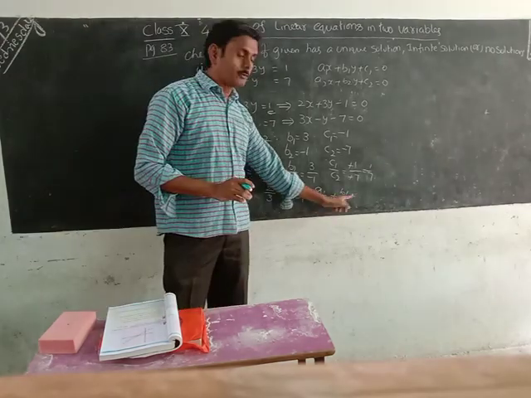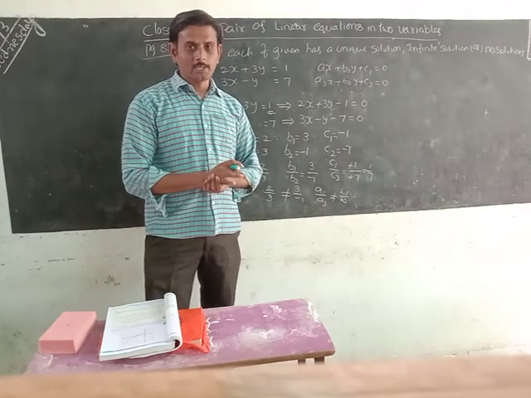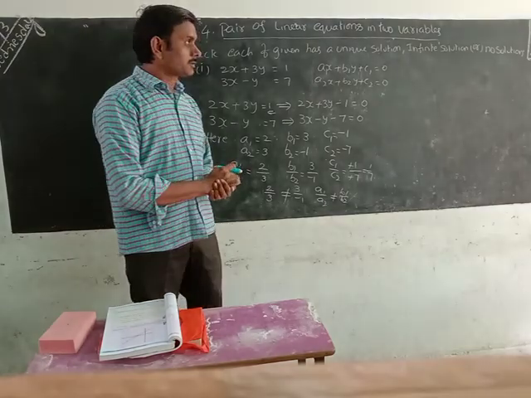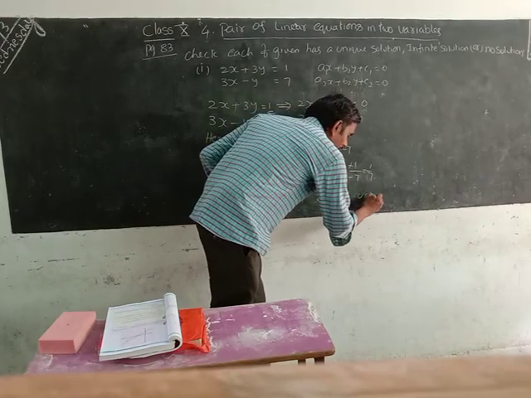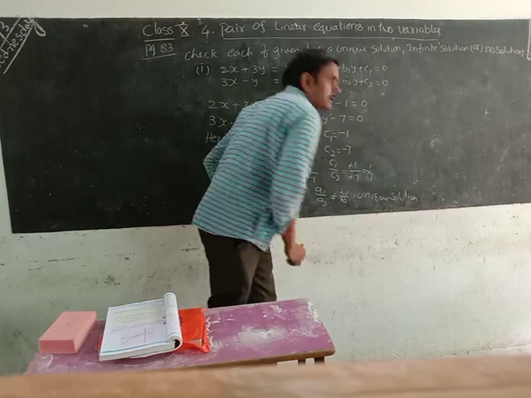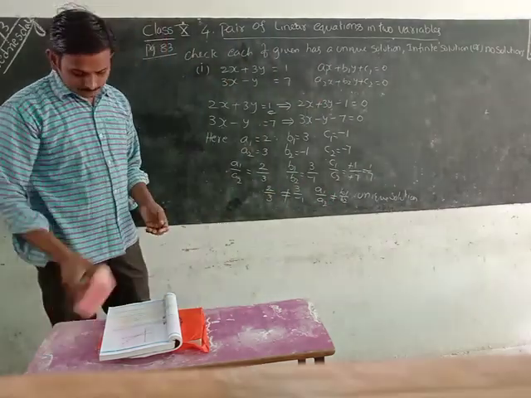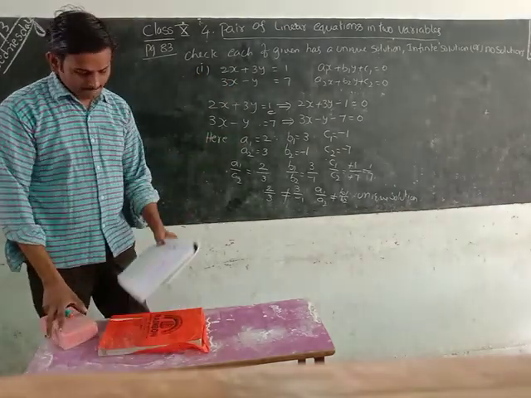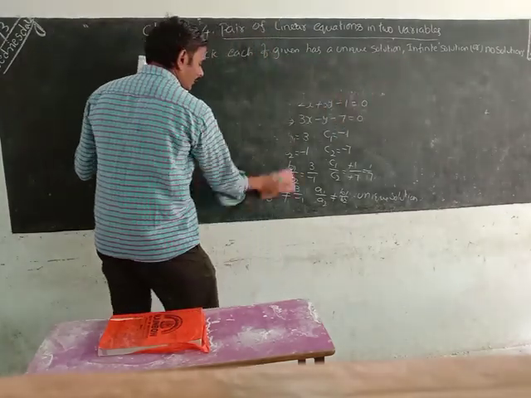When a1 by a2 is not equal to b1 by b2, those are intersecting lines. Intersecting lines have how many solutions? One solution, also called a unique solution. This is the unique solution. Okay, go for the next question. Like this only, you can decide a unique solution. Next, in the second Roman numeral.